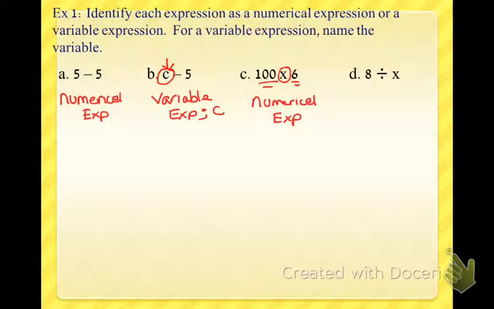On D, you have 8 divided by x. You have a variable this time, so it's going to be a variable expression, and the variable is x. And notice how I have a curve on my x. That is saying that it's not the times sign. The curve gives it the variable look.